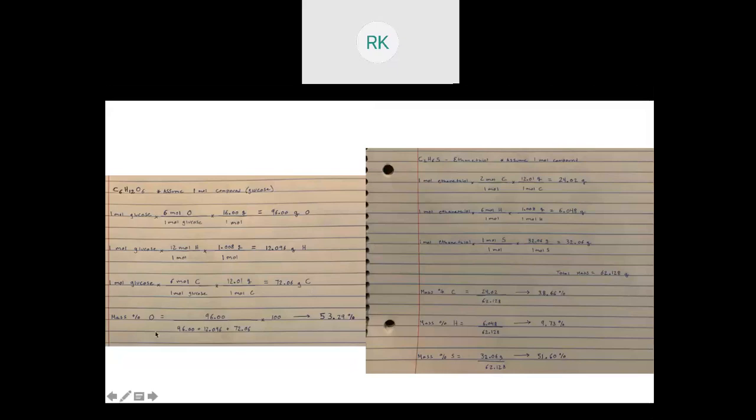So the mass percent of oxygen is the mass that oxygen contributes, which we found is 96 grams of oxygen, divided by the total mass of the compound. So this will be the mass of our oxygen, plus the mass of our hydrogen, plus the mass of our carbon. Okay? And then again, we multiply it by 100 to make it a percentage, and we find that the mass percent of oxygen in glucose is a little bit over 53%.